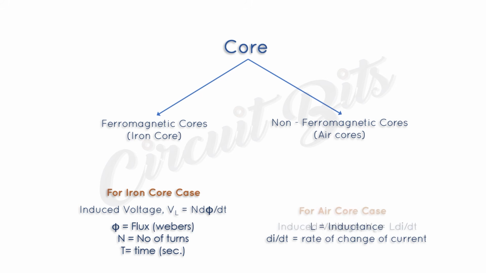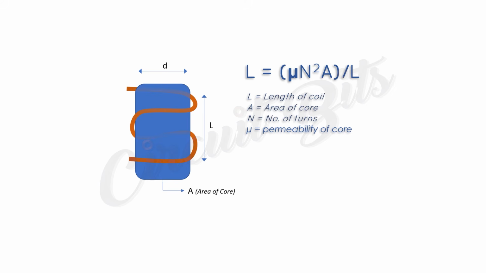And for the air core, it is L di/dt, where L is inductance and di/dt is the rate of change of current. An approximate inductance of an inductor can be determined by L equals μ N squared A all over l, where l is length of the coil, A is area of the coil, N is number of turns, and μ is permeability of the core.